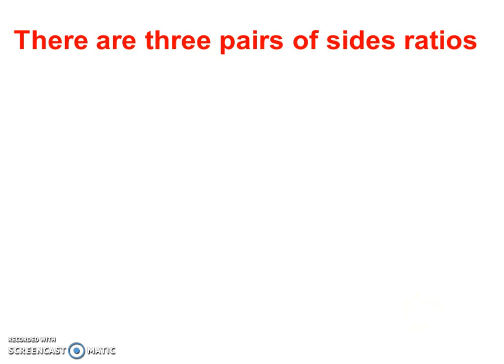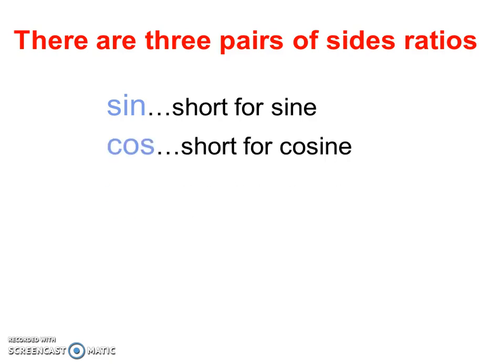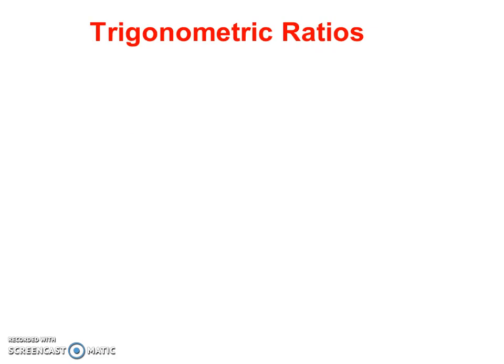With trigonometry, there are three particular ratios that we use. They are on your calculator, and they're called sine, which we just write sin for short, cosine, which we just write cos, and tangent, which we write tan. We'll look at the calculator a bit later. So trigonometric ratios are the particular ratios of the sides of our right angle triangles.